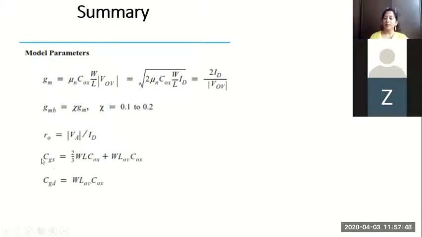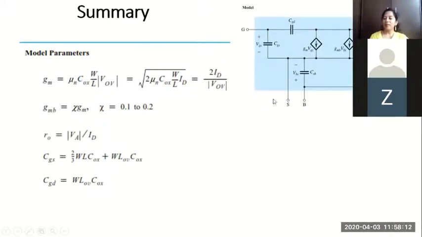Next is Cgs, the gate to source capacitance. I am talking about the Cgs in saturation. So it will be 2 by 3 W L Cox plus the overlap capacitance W L_ov Cox. Cgd will have only the overlap capacitance because it is 0 here. And other than that, this is the hybrid pi model, the actual model, but the simplified model we saw will not have this capacitance. Source and body will be shorted. It won't have this current source. gmb Vbs will be removed in the simplified model.